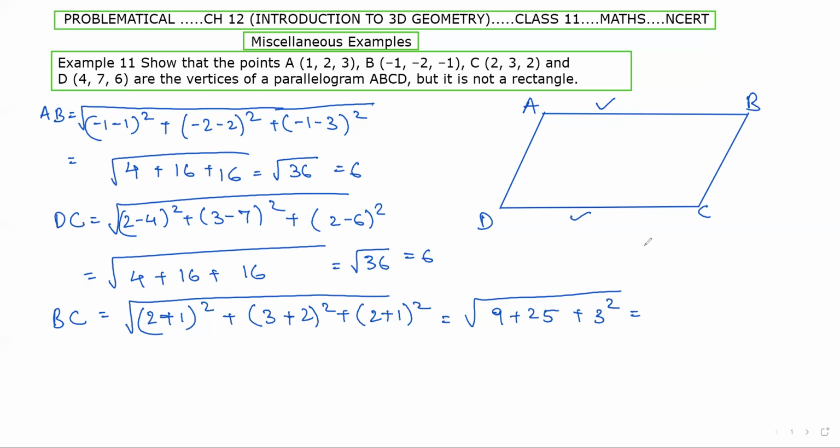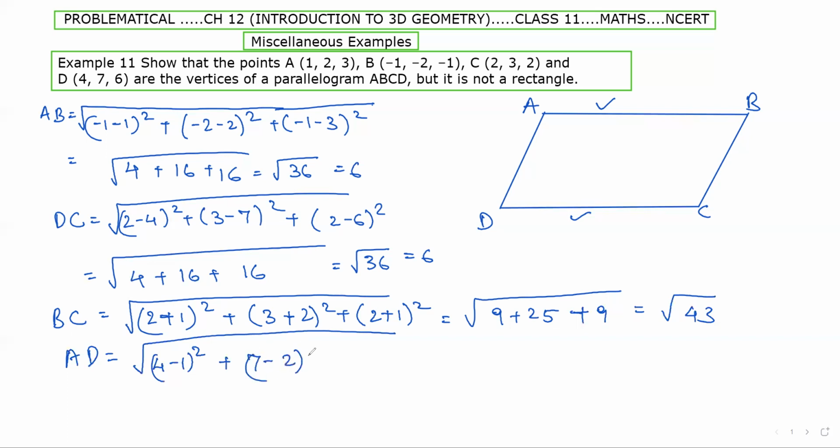So nine plus 9, 18 plus 25, 43. AD is equal to root of 4 minus 1 whole square plus 7 minus 2 whole square plus 6 minus 3 whole square. This is equal to 4 minus 1, 3 square 9, plus 7 minus 2, 5 square 25, plus 3 square 9. This will be root 43.